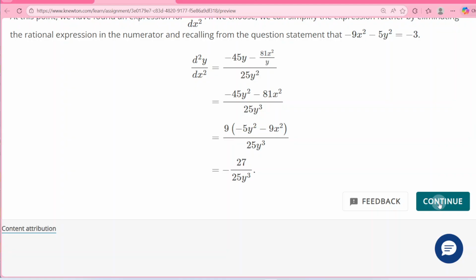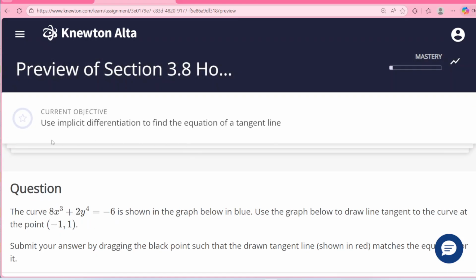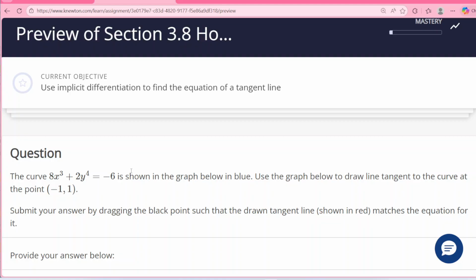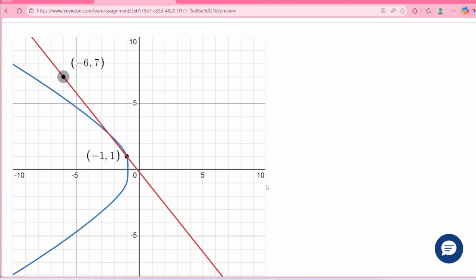Okay, so moving on. All right, so now we're going simply back to the first derivative, right? Finding the equation of a tangent line. Remember the first derivative gave us slopes of tangent lines and all that. So look, here's a curve, again an equation involving x and y, so that'll represent some curve on the xy plane. So the curve 8x cubed plus 2y to the fourth equals -6 is shown in the graph below in blue.